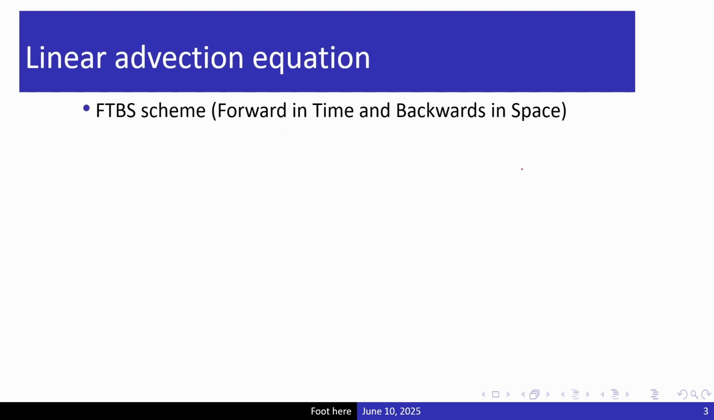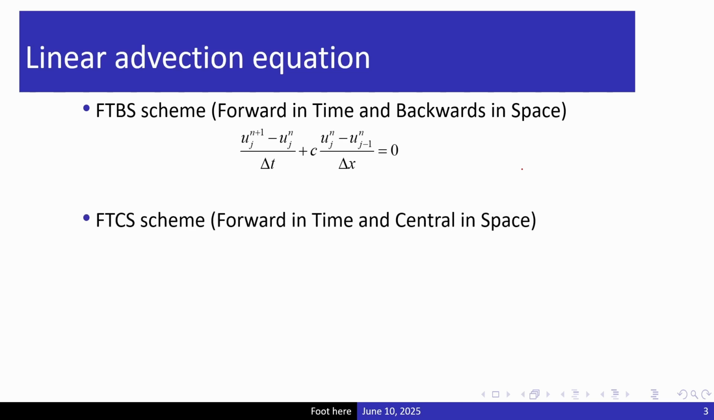So first we shall try to solve it through the standard numerical scheme, that is forward in time and backward in space. This is how it looks if we discretize the linear advection equation. The second discretization we'll be looking at is forward in time and central in space. So you can notice that here we are using first order approximation. In central in space, we use second order space approximation.